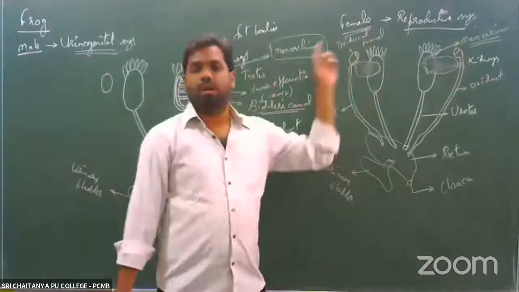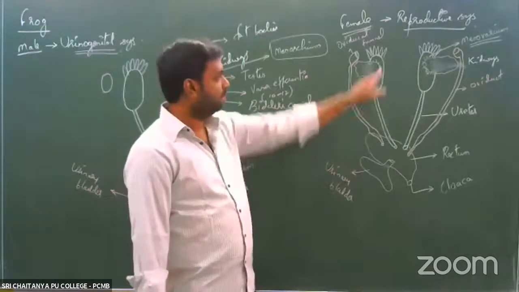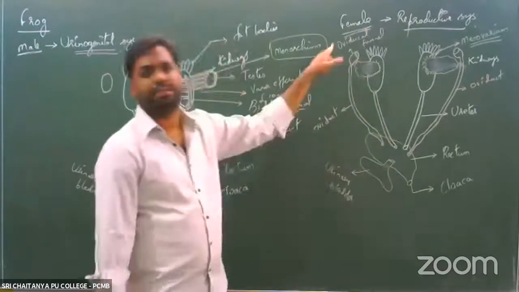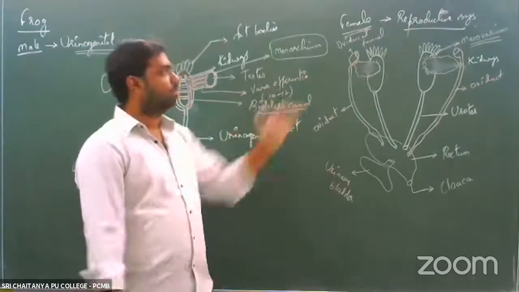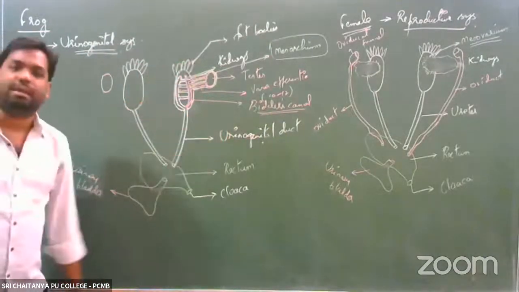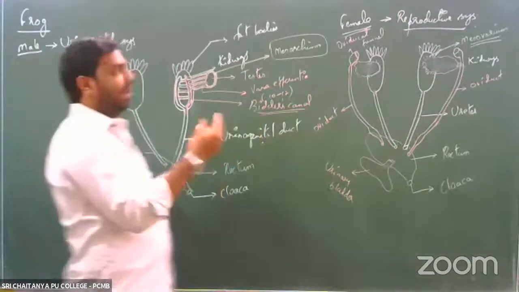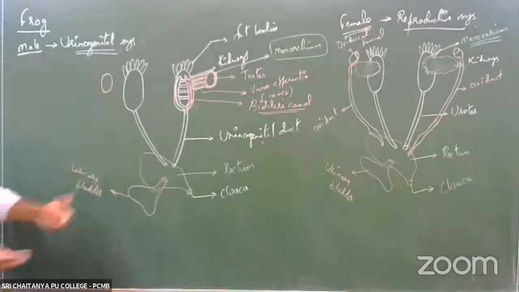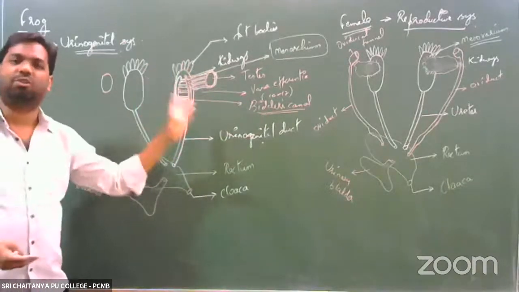Again, here also, cloaca acts as a common opening for three systems: the digestive system, the excretory system, as well as the reproductive system in the case of the female organs. So this is what we have with the female reproductive system and the female excretory system, where both systems are separate, not like what is seen in the male, where the excretory system and the reproductive system are the same.